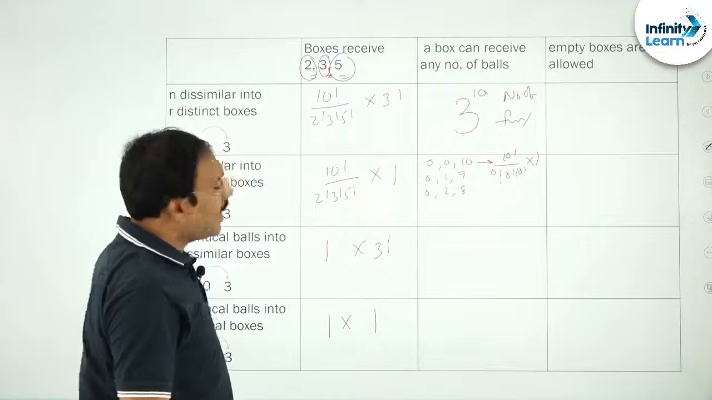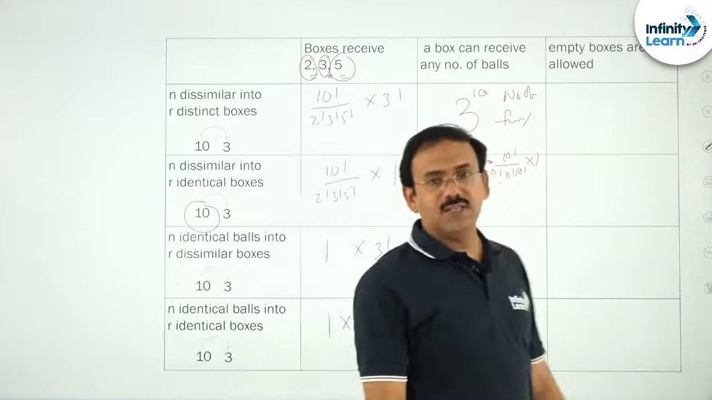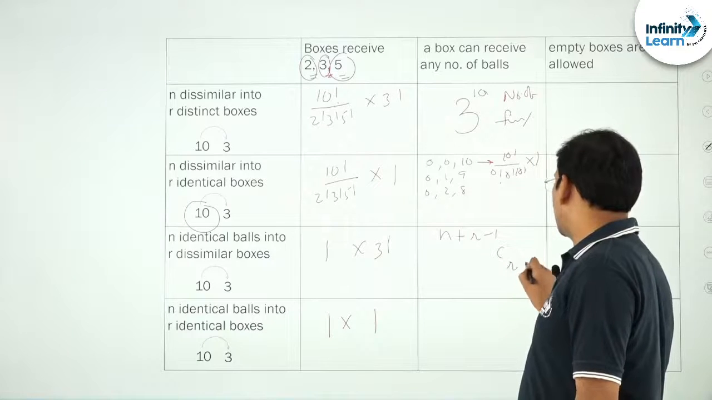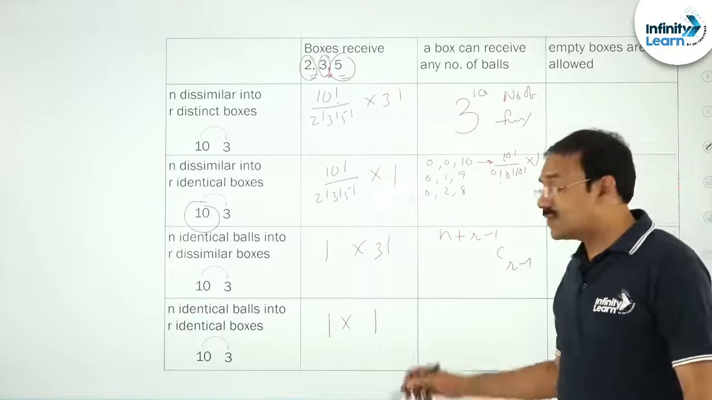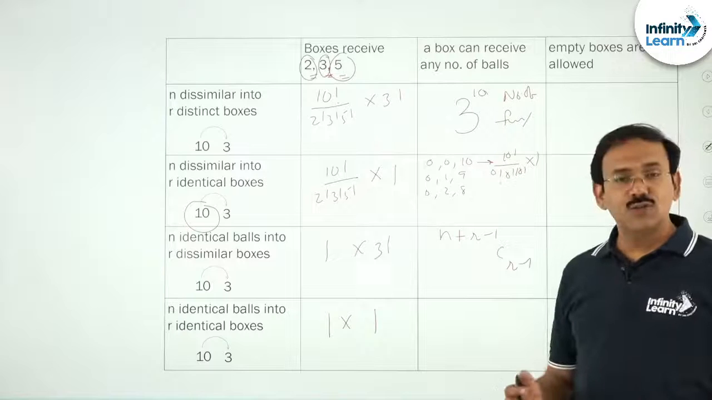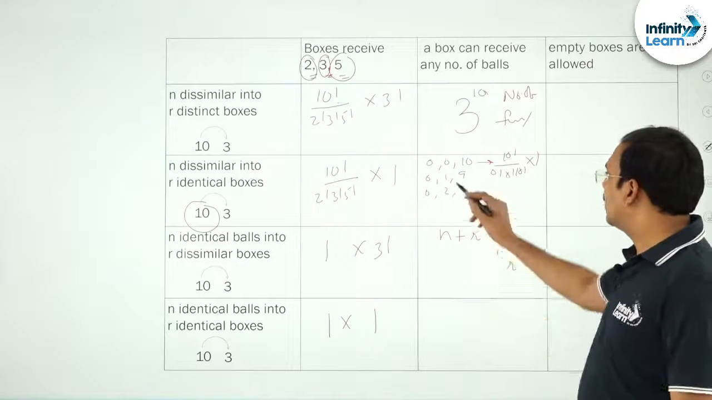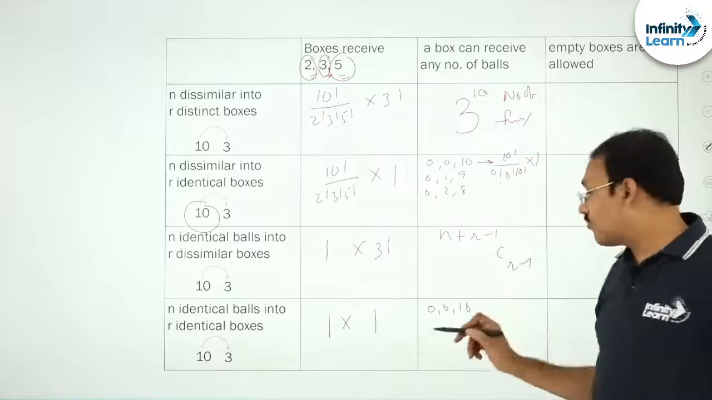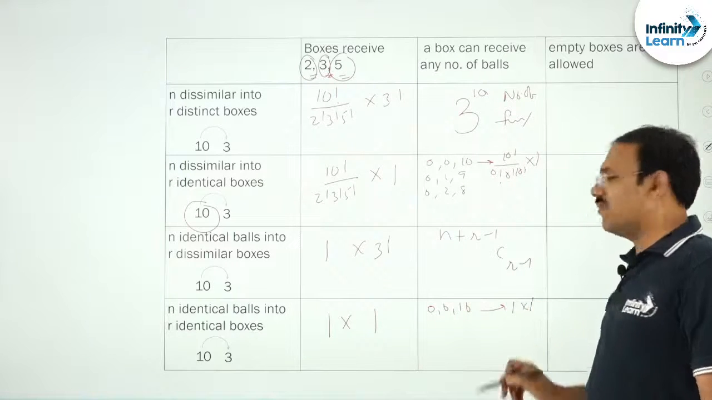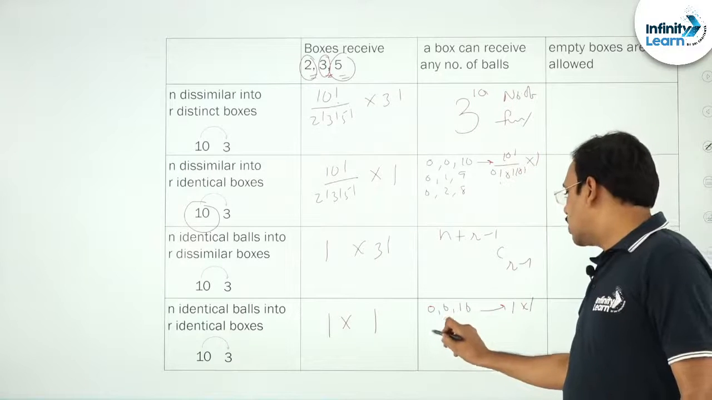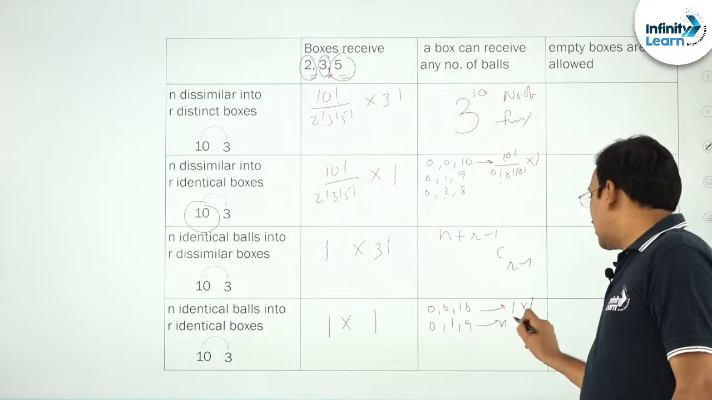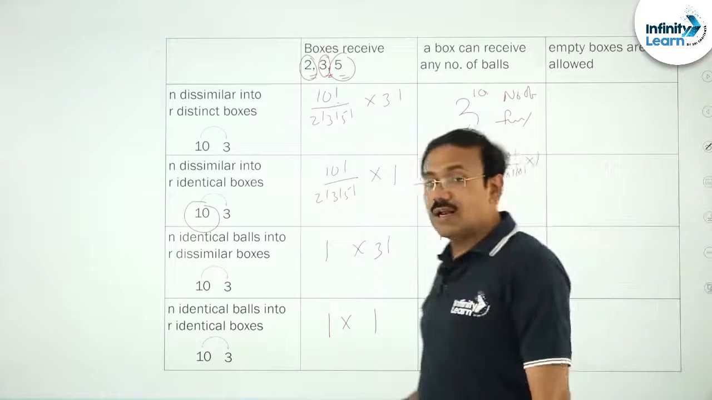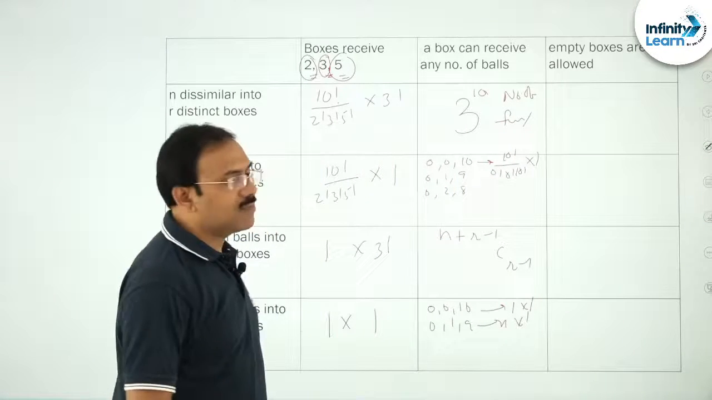The next, n identical things into r boxes, there is no restriction, it is n plus r minus 1 C r minus 1. Whereas balls are identical, so division, of course the same, 0, 0, 10, division one way, distribution one way, each one is one way, 0, 1, 9, division one way, distribution one way, right, that is all.